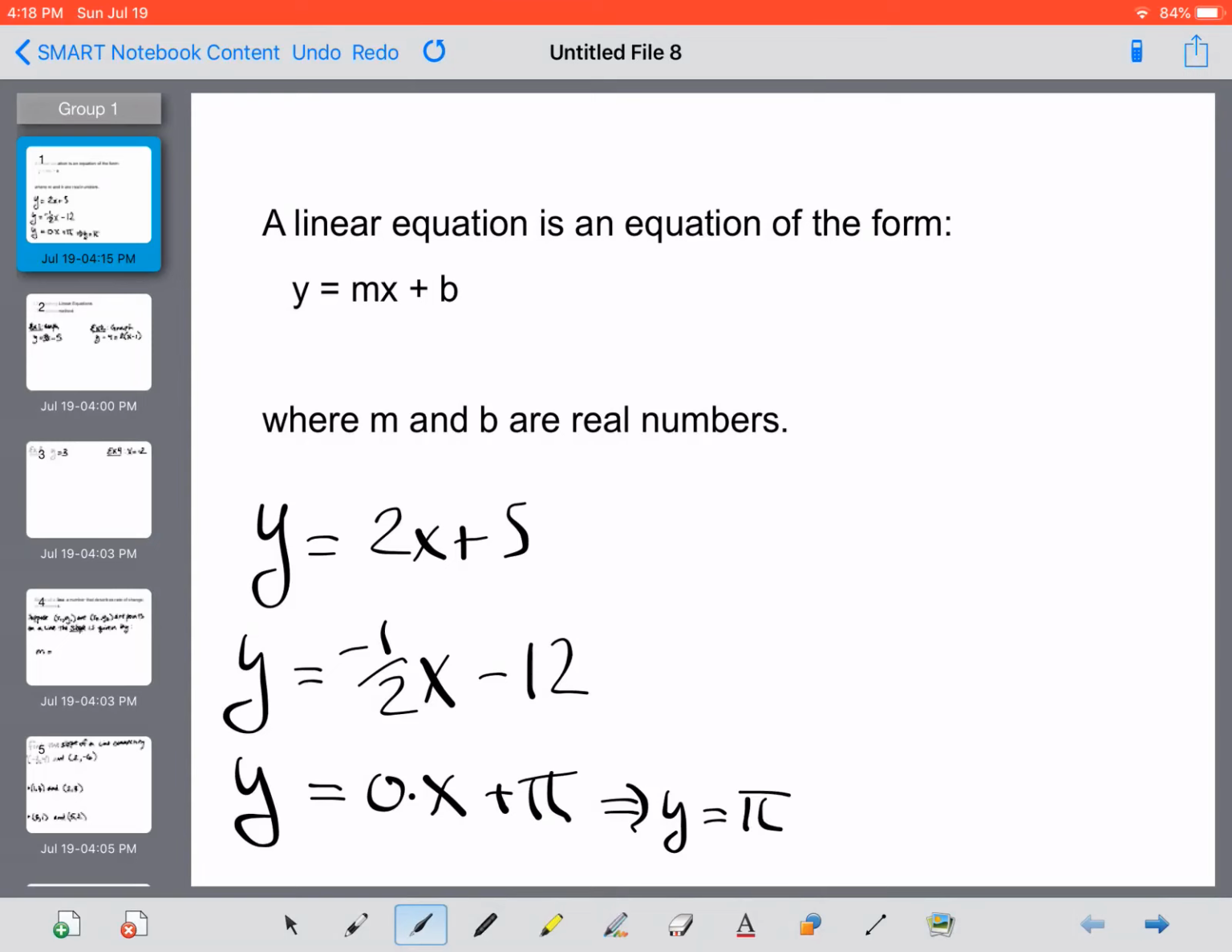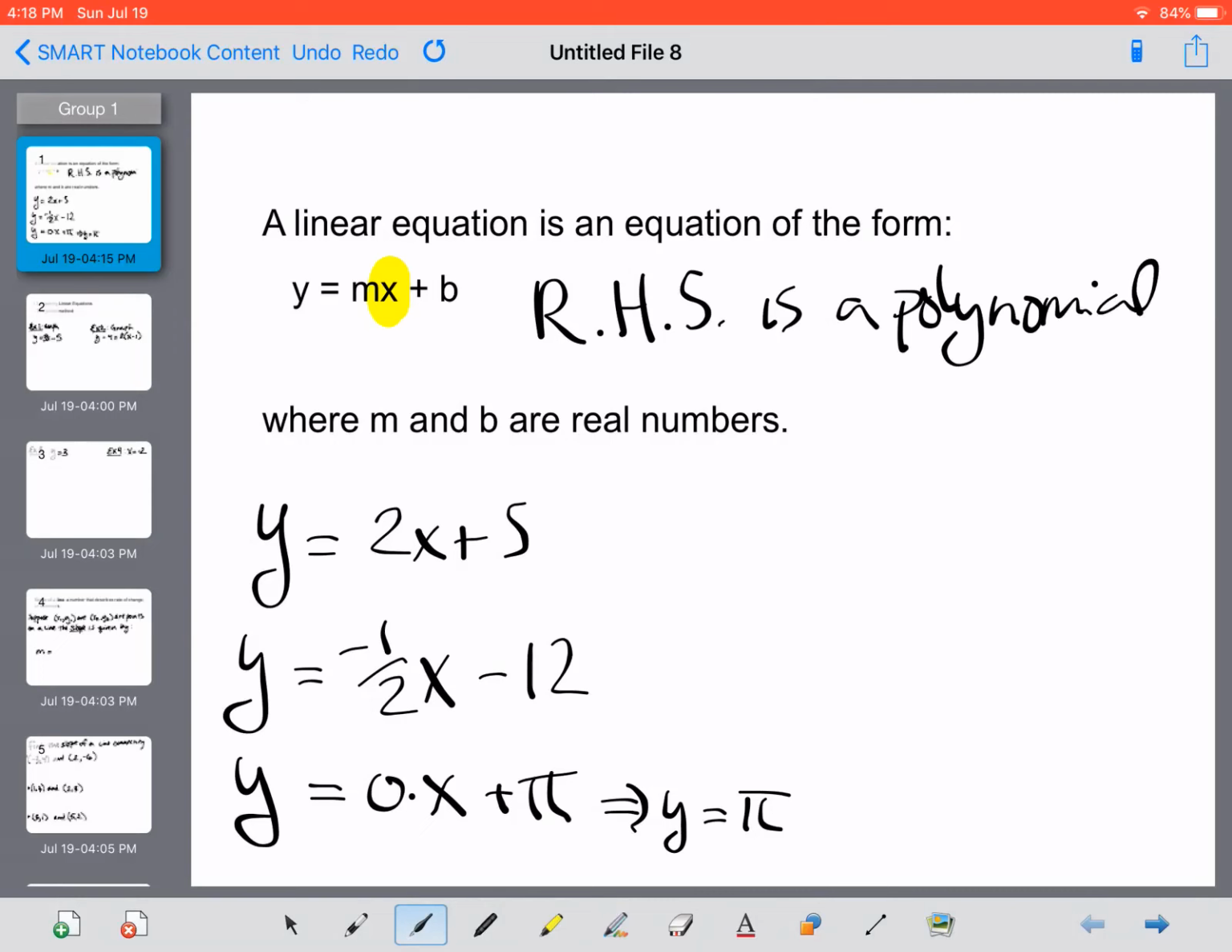But it has a y and an x in it, and notice that on the right-hand side, the exponent on your x term is just x to the 1. So the right-hand side (RHS) is really just a polynomial of degree 1. That is, x is being raised to the first power. There's no x squared or x cubed or anything bigger than that. I guess it could technically be degree 0 if your m value is equal to 0, like we had here.